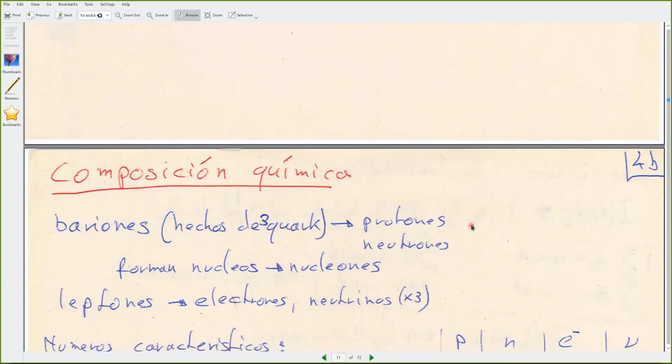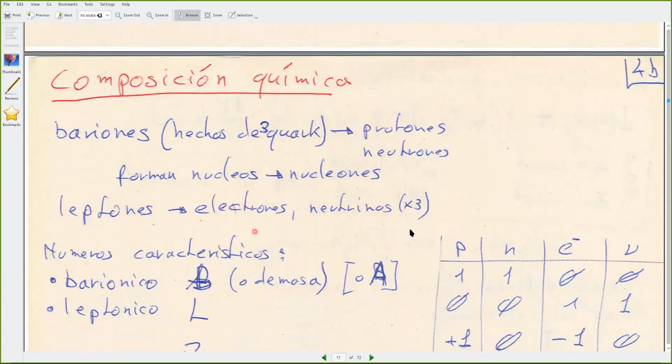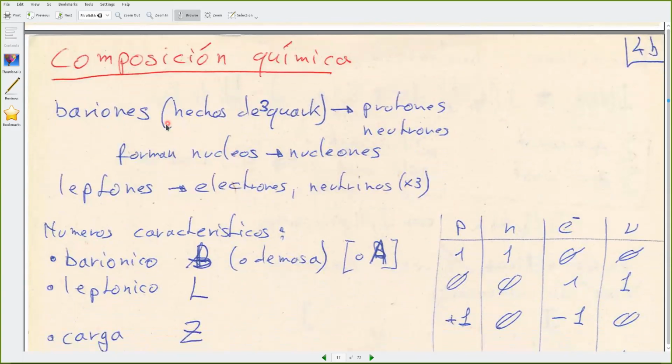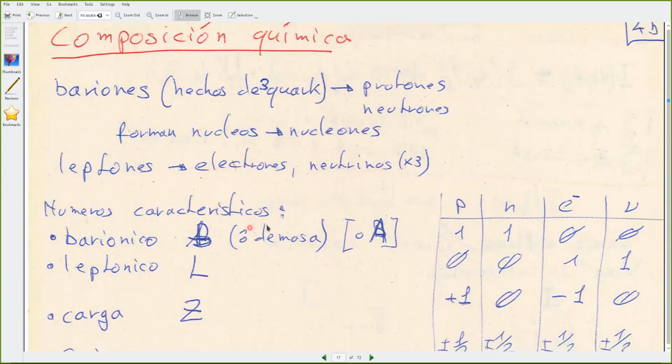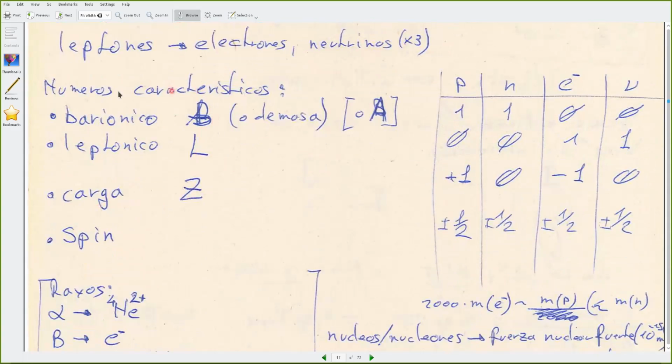On chemical composition evolution, just briefly: here is what we talk about, the difference with the baryons, which are formed by 3 quarks, protons and neutrons, the nucleons forming the nuclei. Leptons are the lighter part, like electrons and neutrinos. We'll see this later in the nuclear reactions.